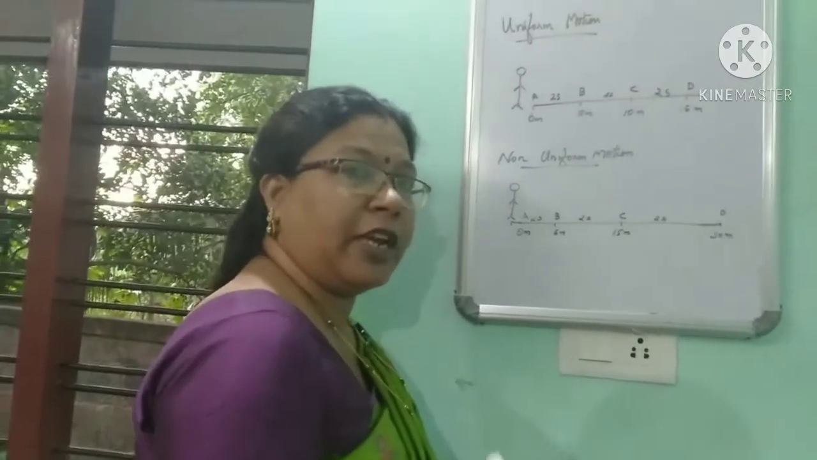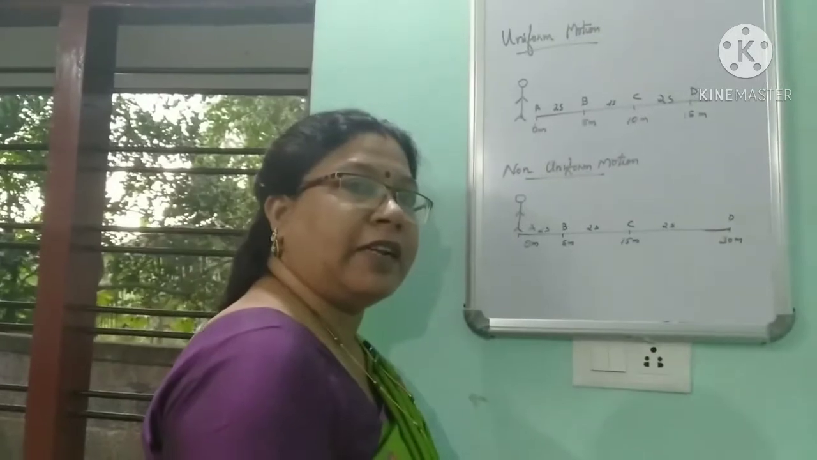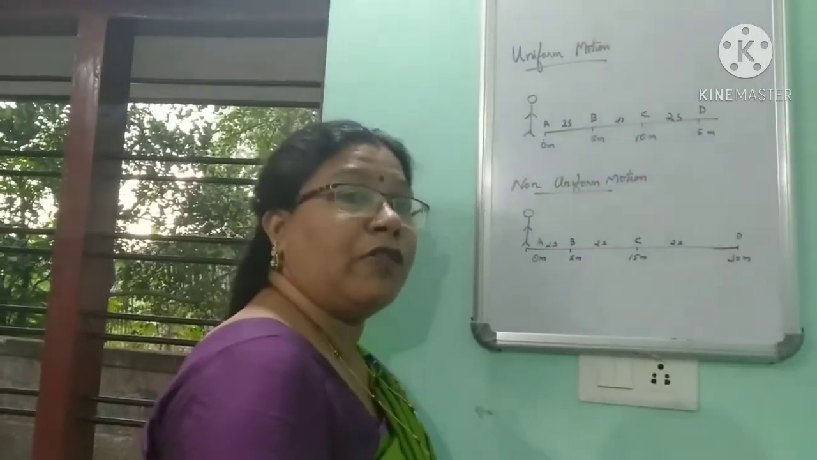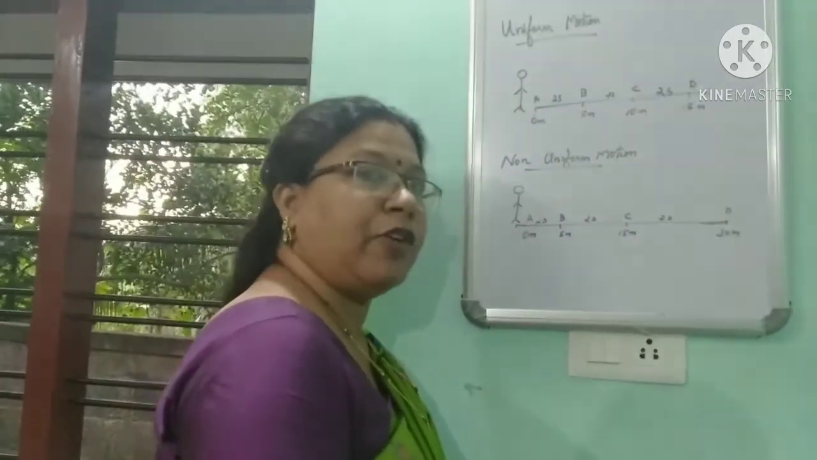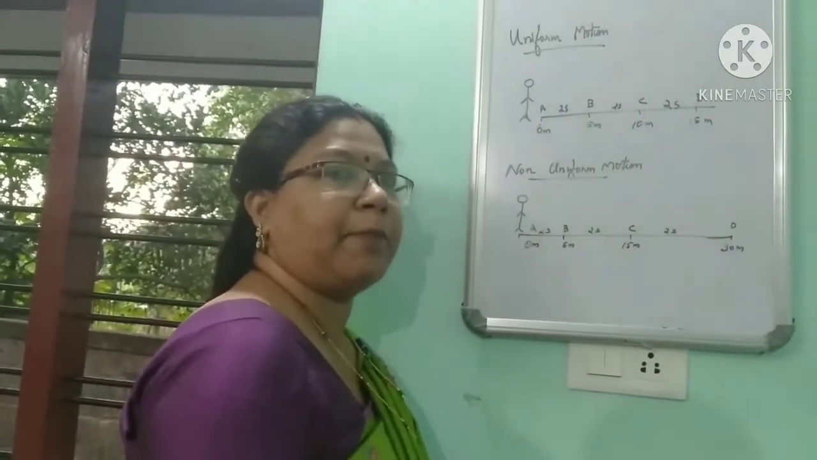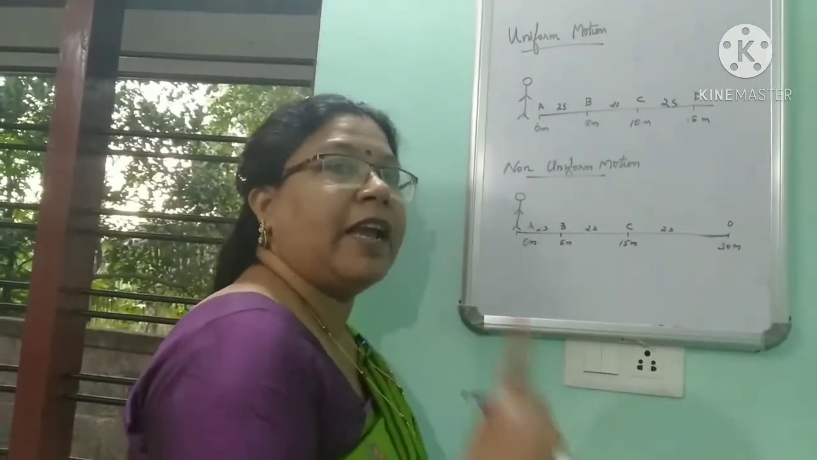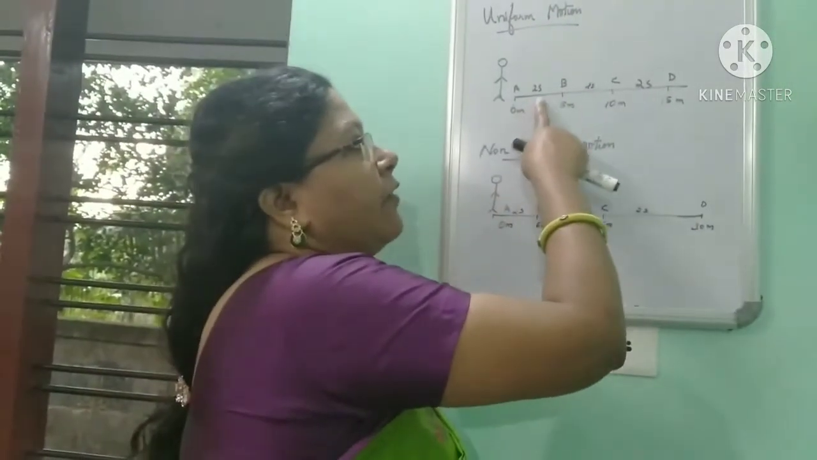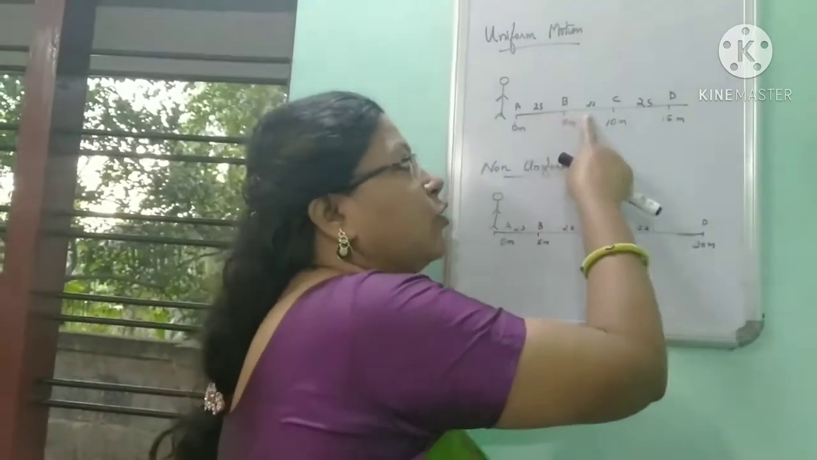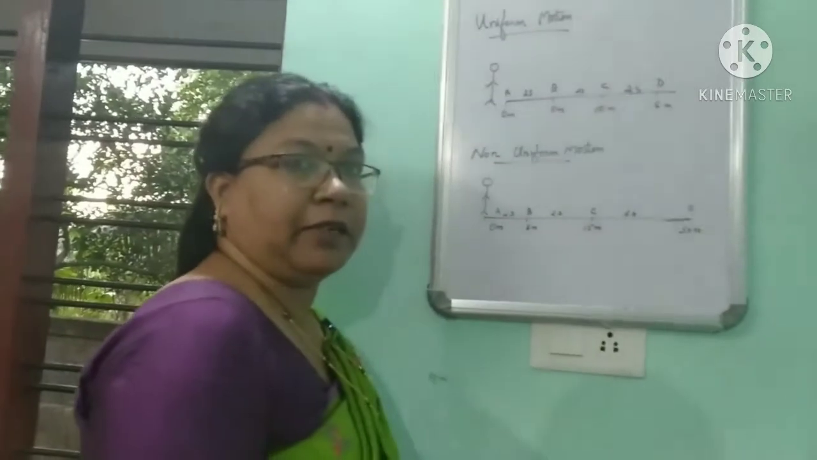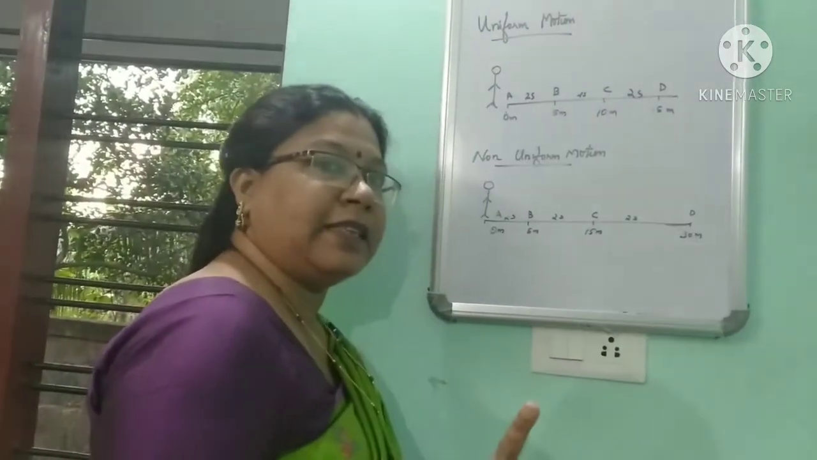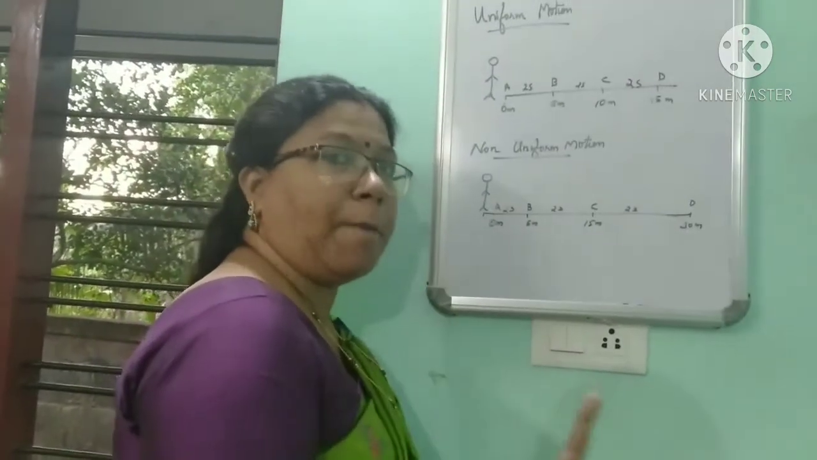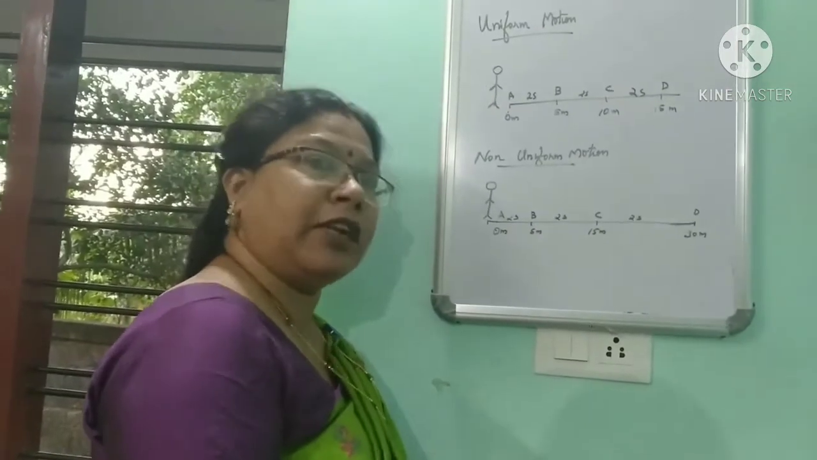So such a motion in which the distance traveled in equal intervals of time are equal is known as uniform motion. Uniform motion is that type of motion in which the distance traveled in equal intervals of time are equal. Here the interval of time is 2 seconds and during each 2 seconds the distance traveled is 5 meters. So if a body covers equal distances in equal intervals of time, then that motion is said to be uniform motion. Then what is non-uniform motion?